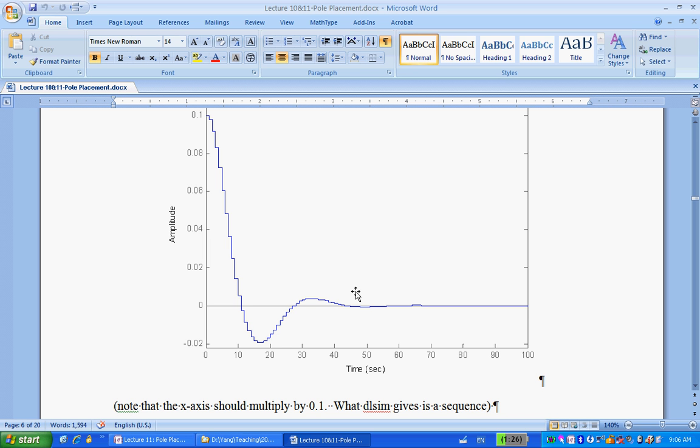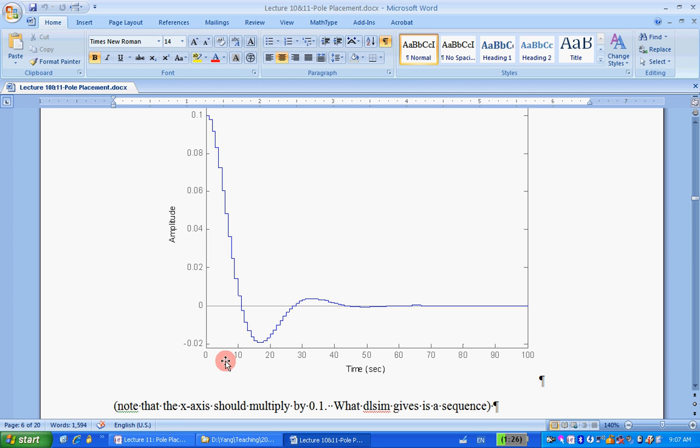What's the definition of time constant? The time it takes to reach 63% of steady state. Yeah, 63%. If I look at the response here, it is a 10.